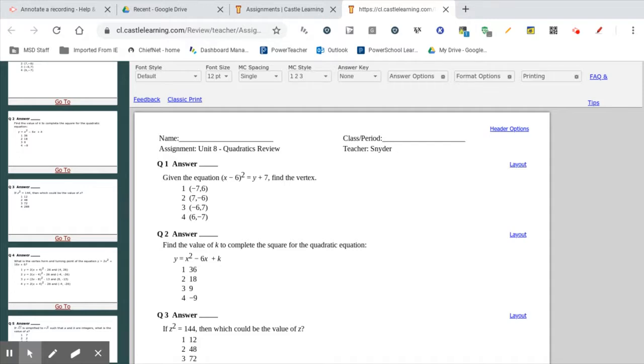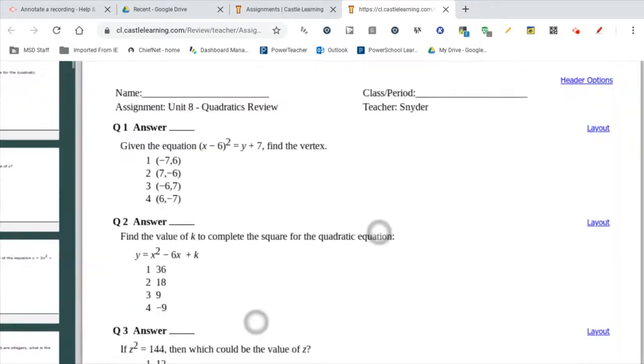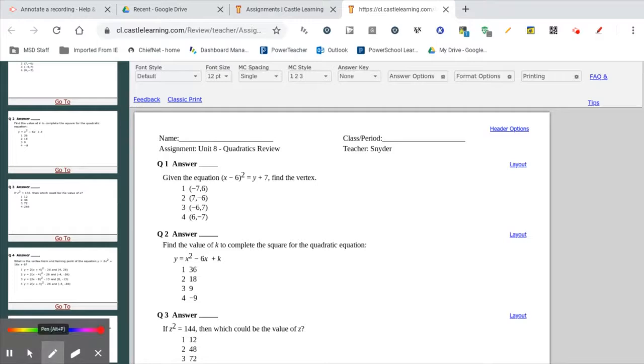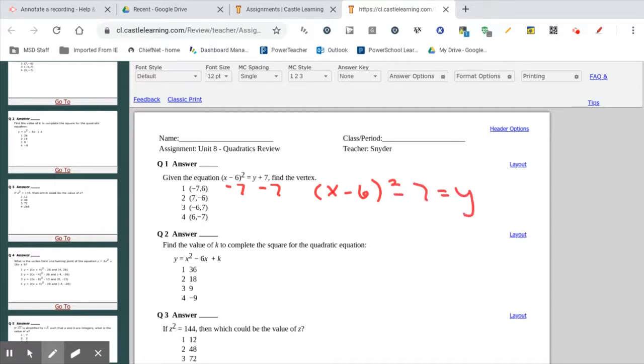It says, given the equation, find the vertex. Hopefully you remember the vertex form of an equation. We need to get y by itself. So in order to get y by itself, we're going to subtract the 7 from both sides. Once we subtract 7, we get x minus 6 squared minus 7 equals y. And remember that the vertex is the opposite of what's inside the parentheses, so it's going to be positive 6, and we keep what's on the outside. So 6, negative 7. You can always check your work by putting it in the calculator and then looking for the vertex on the table.